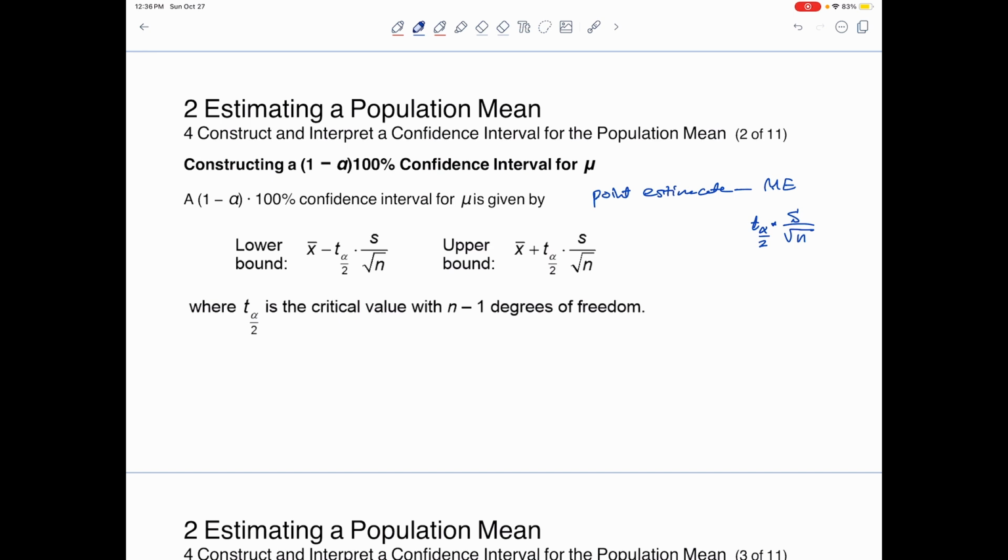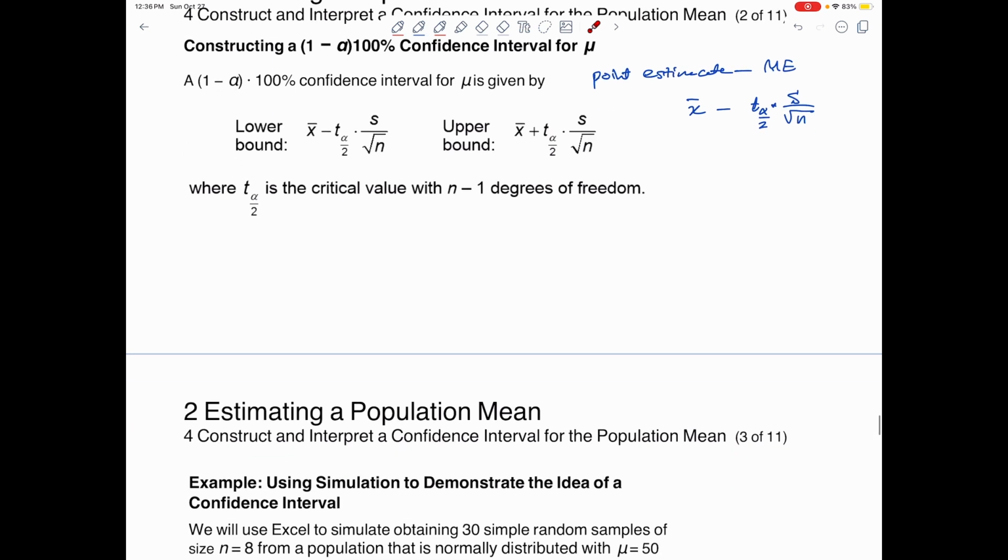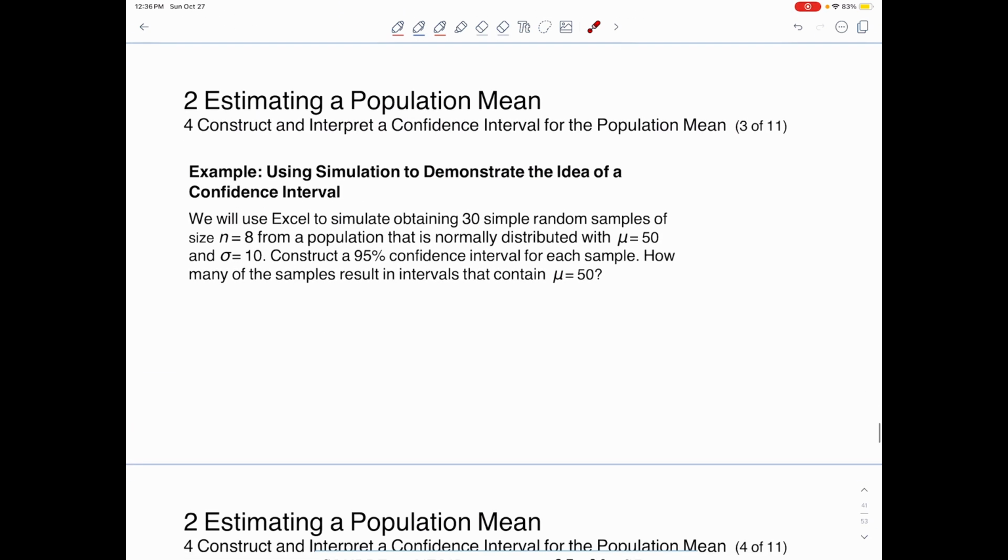The point estimate is going to be x bar, so we're going to have x bar minus t sub alpha divided by 2 times s divided by square root of n. That is the lower bound of the interval. To find the upper bound, we just change the minus into plus, and we obtain the upper bound of that confidence interval. So t sub alpha divided by 2 is basically the critical value with n minus 1 degrees of freedom, and we will know how to compute that in the next steps.